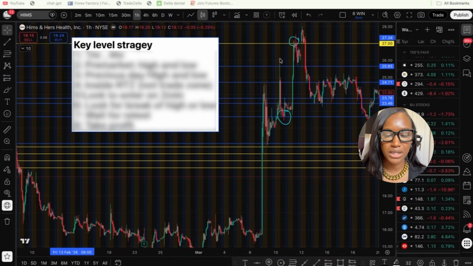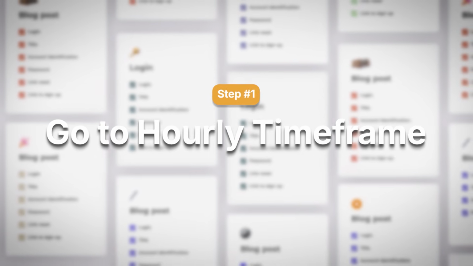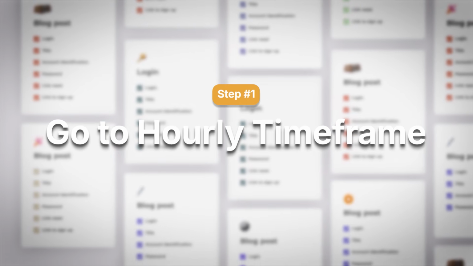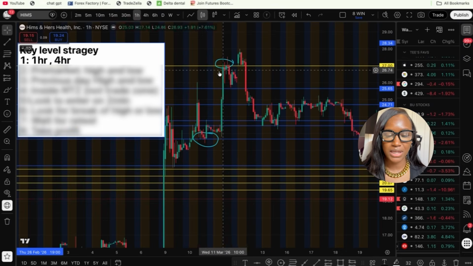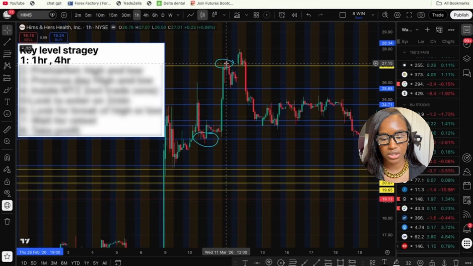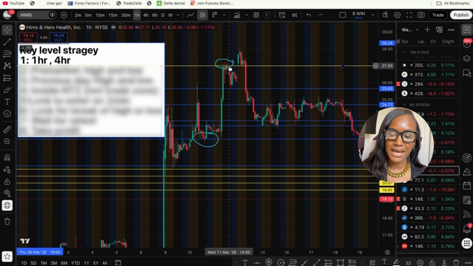All right, y'all, so we're going to be looking at the key level strategy here. What we want to do for step 1 is go onto the hourly time frame first to identify levels of support and resistance, okay? Now, with those levels, how do we know that a level is a support level or a resistance level? By simply identifying if price has had a reaction there, we can determine that it is a level of support or resistance.